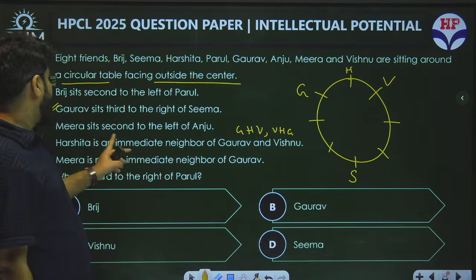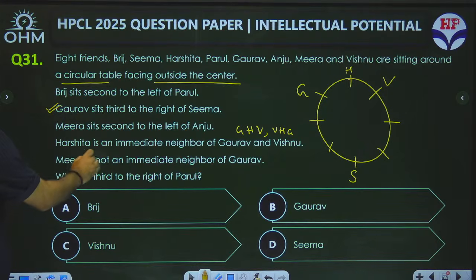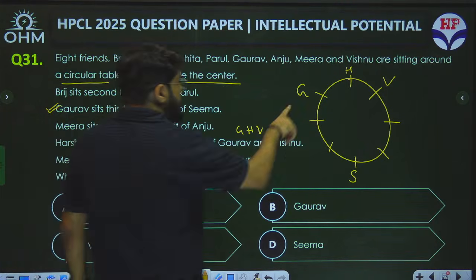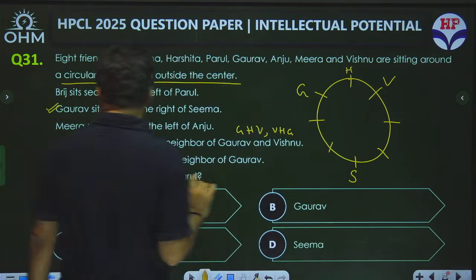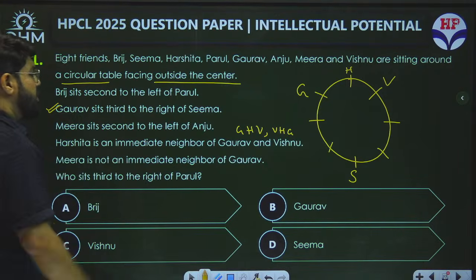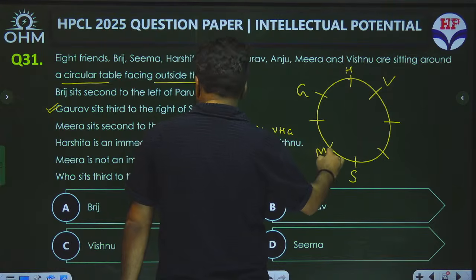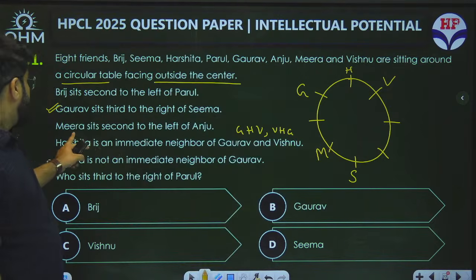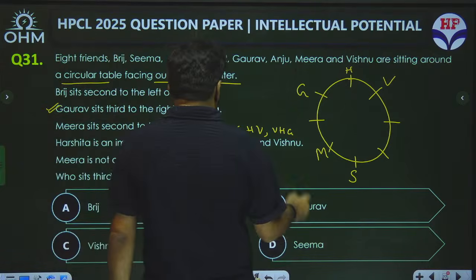Okay, so I have taken Harshita, Gaurav, Vishnu. Then if I have taken this, Meera is not an immediate neighbor of Gaurav, so Meera cannot come up here. There are 2 possibilities for Meera which is still left. Meera is second to the left of Anju, or Anju is second to the right of Meera. Meera cannot come up here. But if Meera comes up here, Meera is second to the left of Anju, or Anju is second to the right.